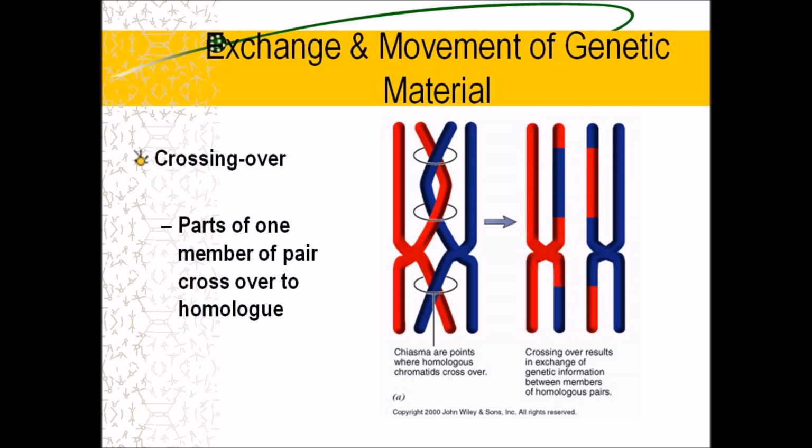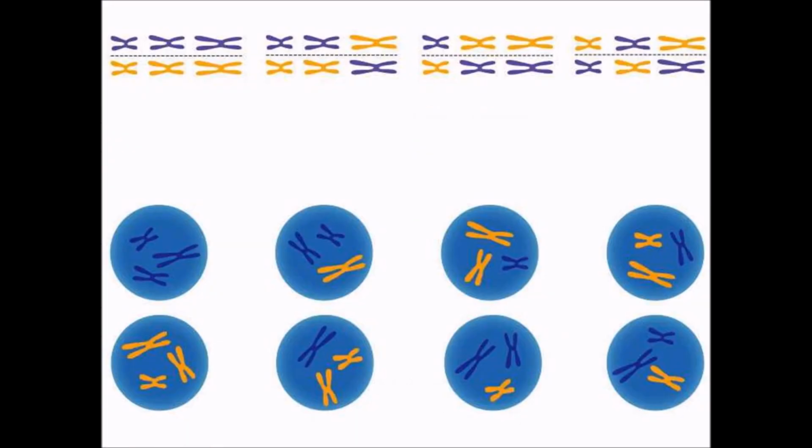As you can see here in the video, when parts of one member of the pair cross over to the homologous pair, we call this process crossing over. The point where they cross is called the chiasmata.